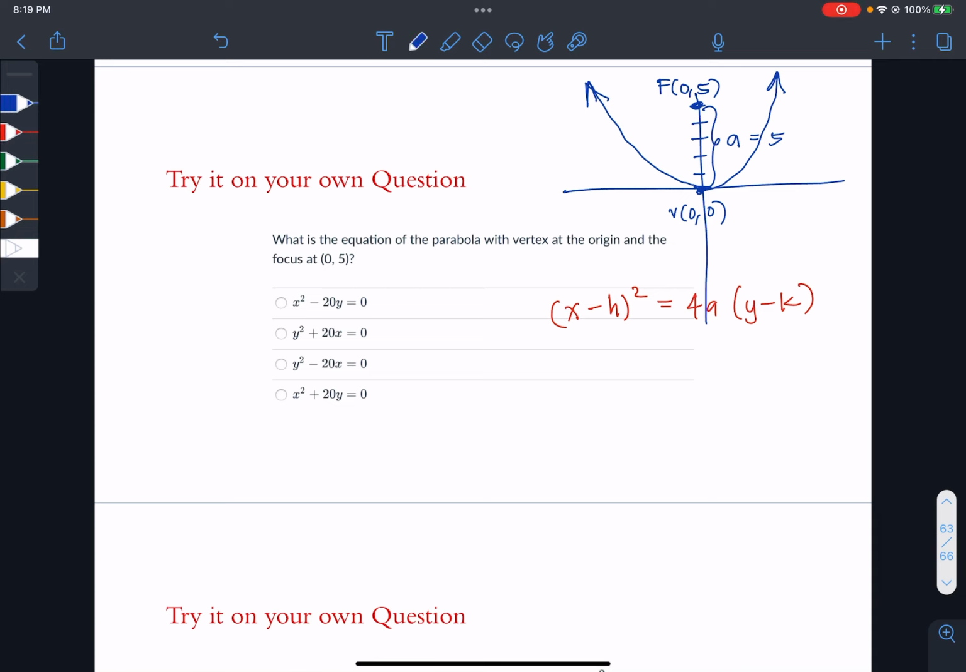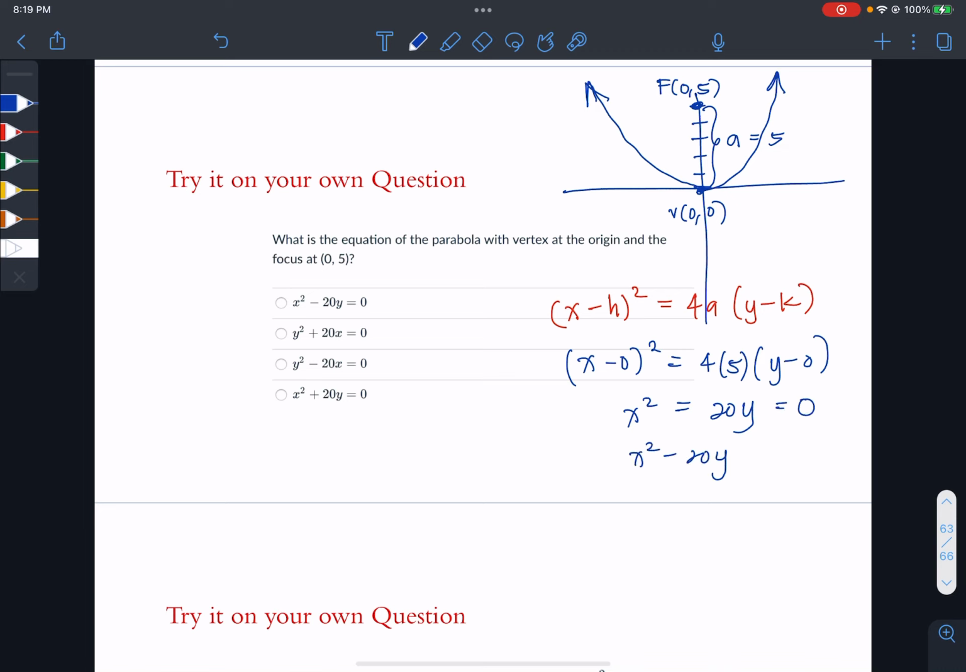So substitute mo lang. Di ba? So x, anong h mo? 0. Vertex niya kasi 0. Squared. So 4, ano ang a? It's 5. So y minus 0. So we just have x squared equals 20y, or x squared minus 20y equals 0. So that would be the equation of the parabola.